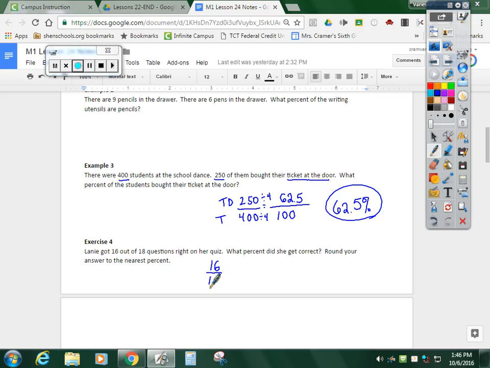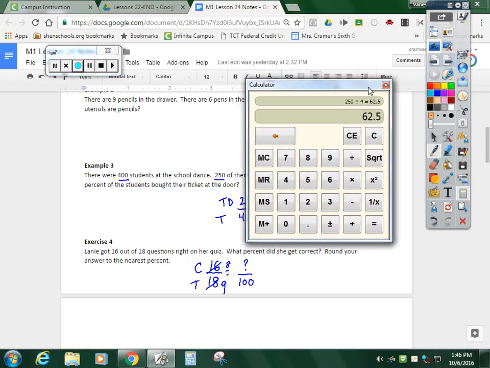So 16 over 18 we're going to write down and label. This is correct to total. So I want to figure out what percent that is out of 100. I'm going to scale this down by dividing them both by 2. That gets me down to 8 over 9. Doesn't really help me any, so I'm going to take out my calculator and divide 100 by 9 to see what I'm scaling up by.